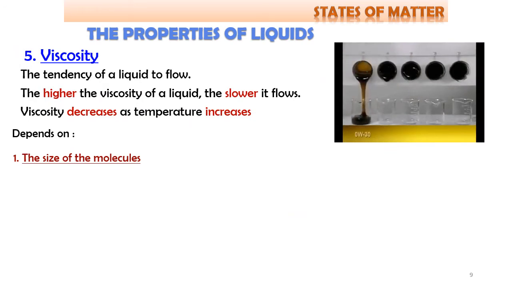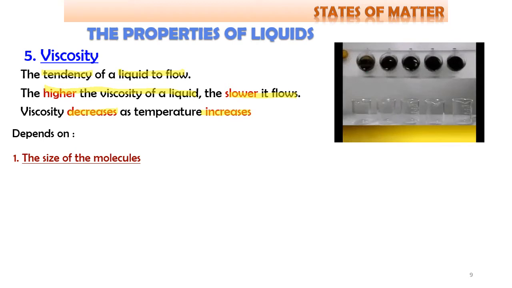Okay, next is viscosity. Viscosity is the ability of the liquid to flow, okay, untuk mengalir. The higher the viscosity of the liquid means the slower it flows. So maksudnya, contoh we compare the viscosity of honey, madu, and water. Both are liquid, right? The water molecule will flow faster compared to honey. This is because of the viscosity. Okay? And viscosity will decrease as you increase the temperature.